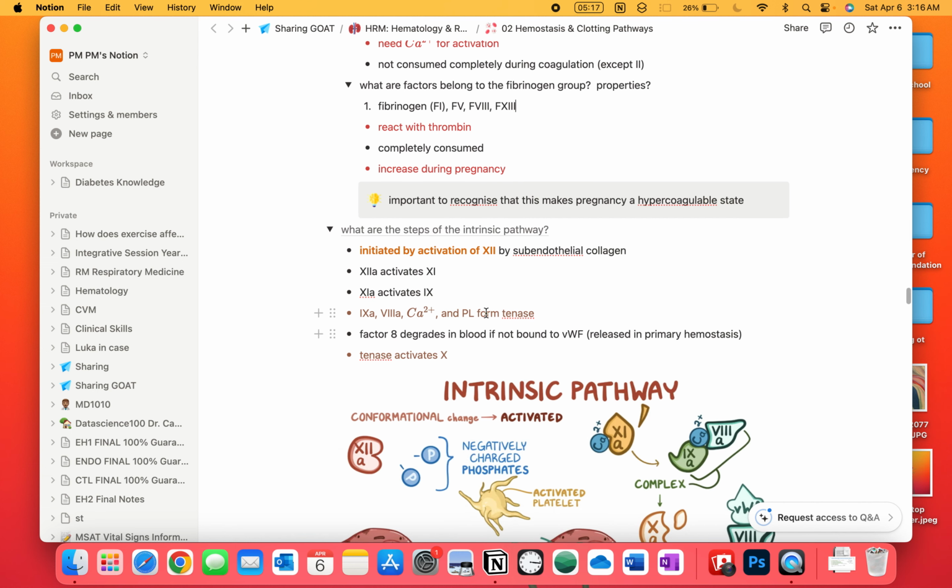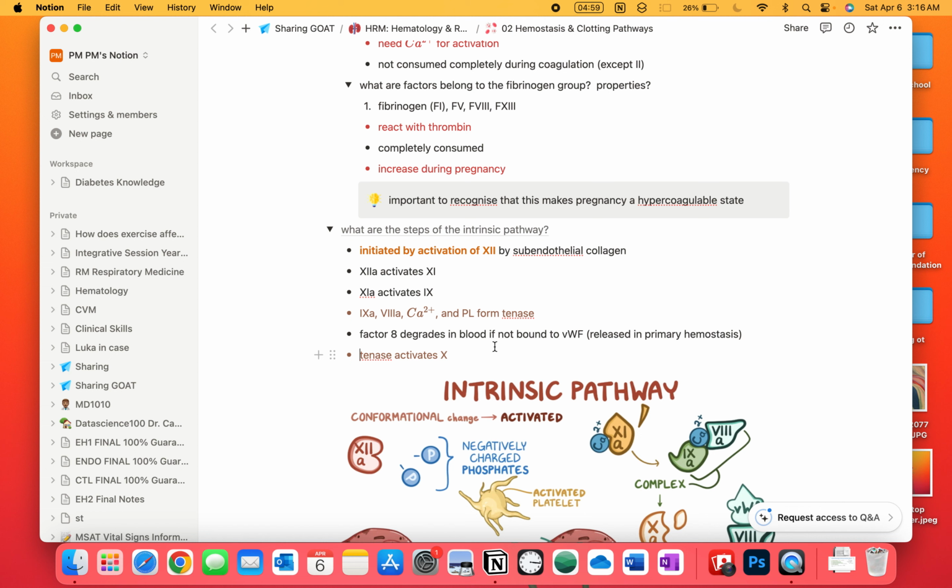What are the steps of the intrinsic pathway? The intrinsic pathway is quite simple. It's going to be factor 12, 11, 9, and then your 9, 8, calcium, PL forming the tenase. How do you remember that?